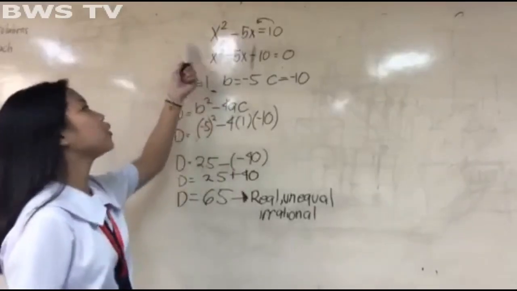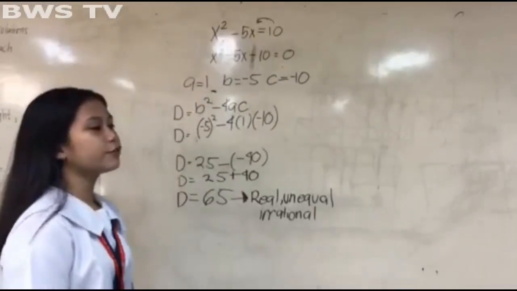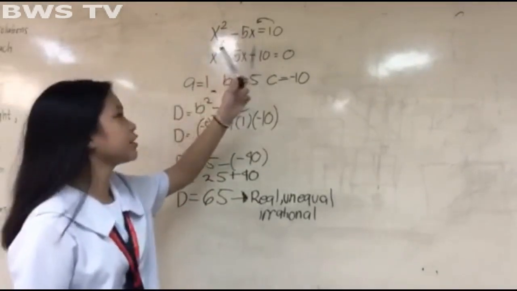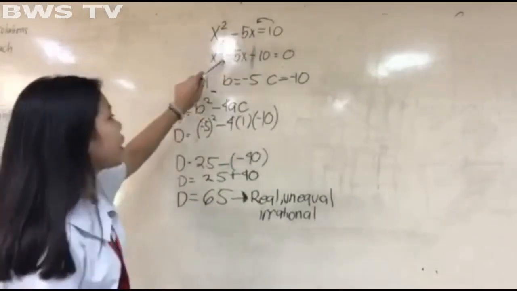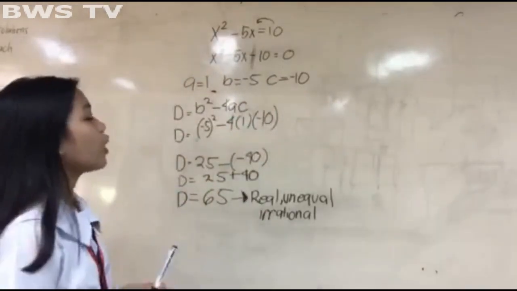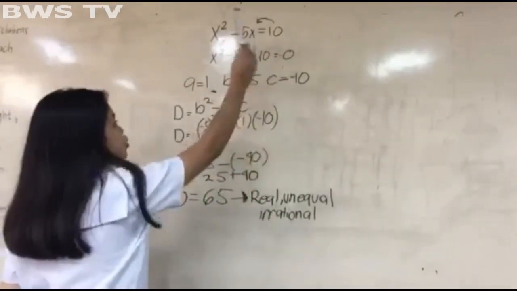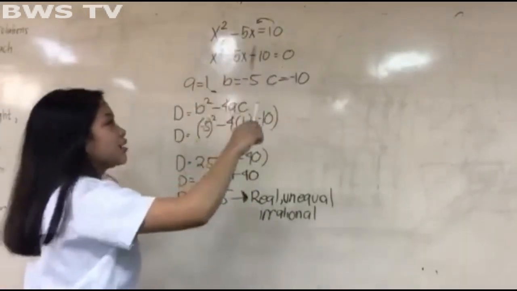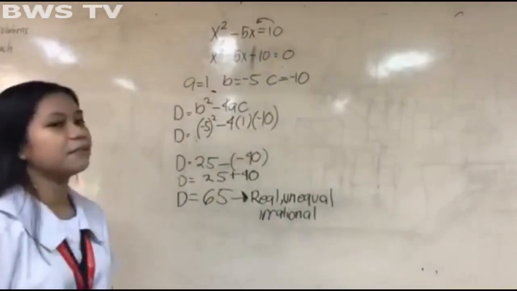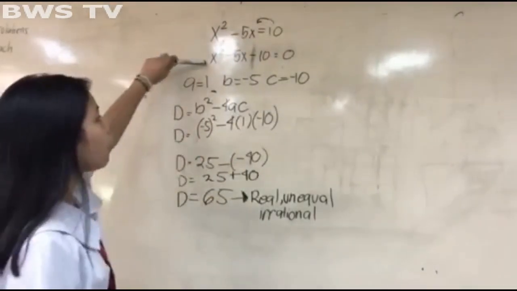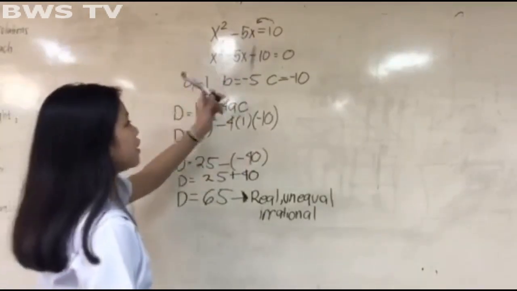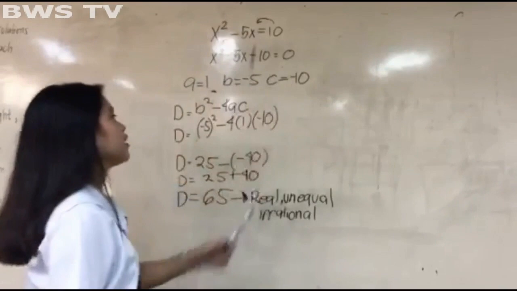For this example, since it's not in its quadratic form, we have to equate it to 0. So we have to transfer 10 to the other side. So it will become x squared minus 5x minus 10 equals 0. Why will it become minus? It is because you transferred 10 to the other side. Then after this, we have to find the a, b, and c. So for a, 1, b, negative 5. Always take note of the sign. And for c, negative 10.